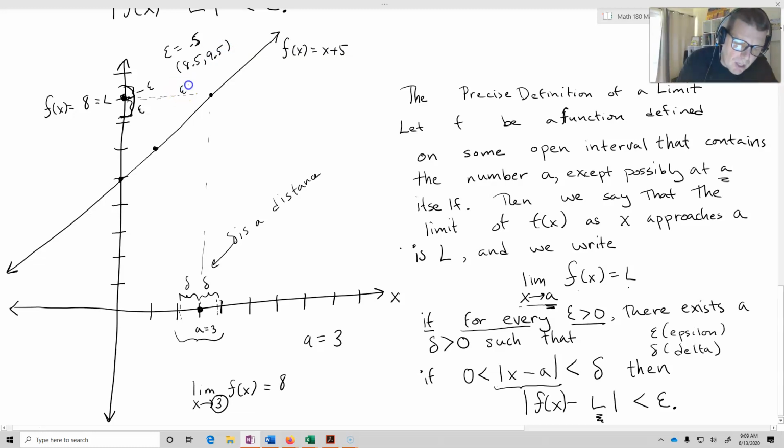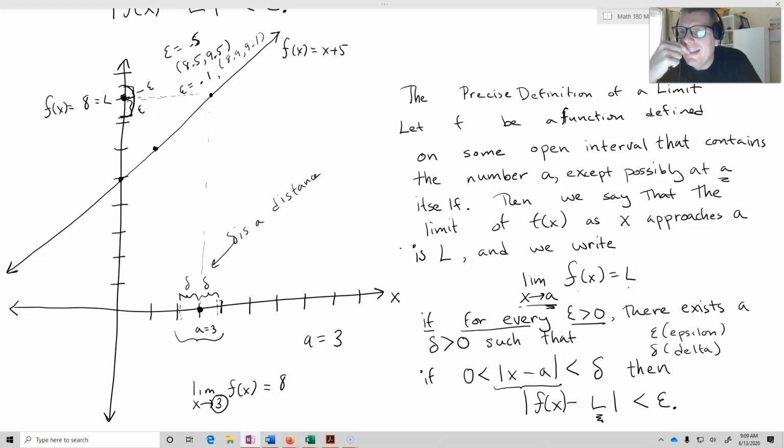I could pick epsilon equal to 0.1, and that would give me 8.9 to 9.1. And that's an epsilon of 0.1, right? It's a very small distance, okay? So if you remember, that's going to be the values that you end up getting for your f of x.